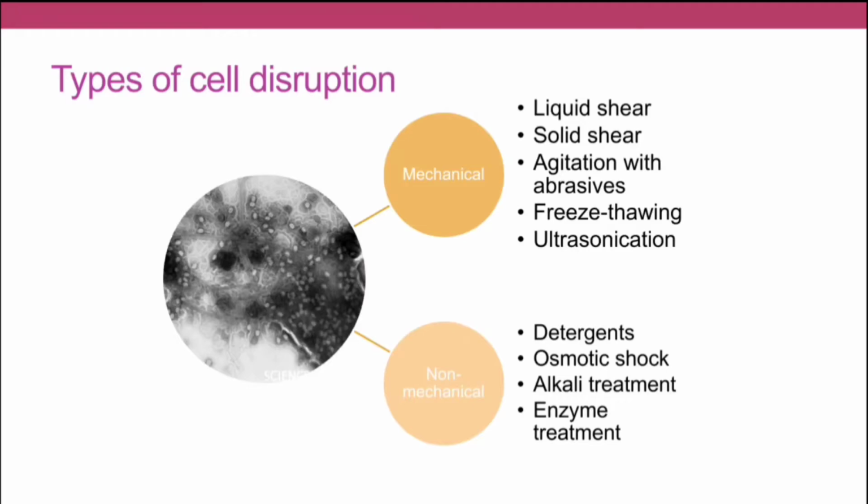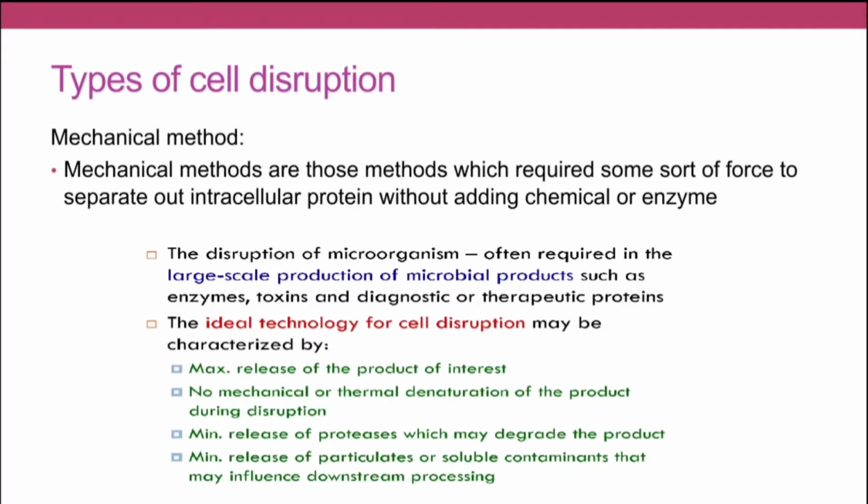And non-mechanical methods are detergents, osmotic shock, alkali treatment, and enzyme treatment. These are the types of mechanical and non-mechanical treatments, where you can use any of these techniques for cell disruption. Mechanical methods are those methods which require some sort of force to separate out intracellular protein without adding chemical or enzyme.